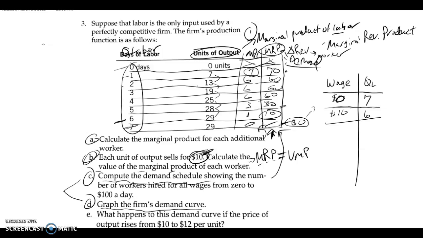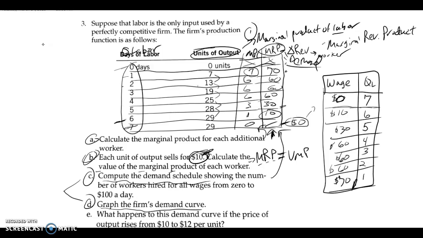Hopefully you can follow this kind of logic. If it were 5 workers, what's the highest willingness and ability? The answer would be 30. If it were 4 workers, the highest willingness and ability is 60. 3 workers, it would be 60. 2 workers, it would be 60. And then 1 worker, it would be $70. I'd be willing to pay 1 worker $70 to work. So this becomes our demand schedule for workers.